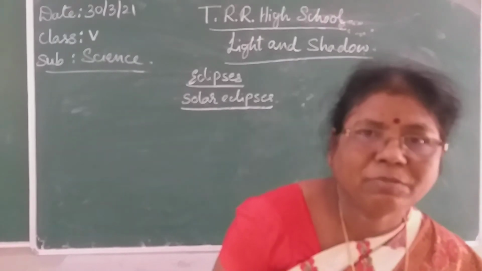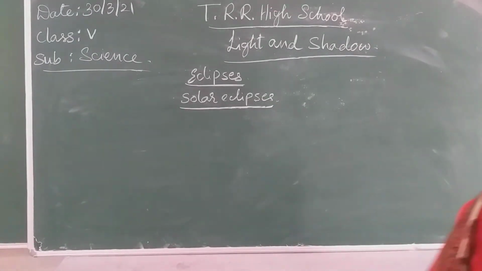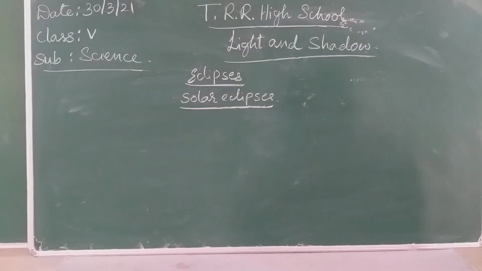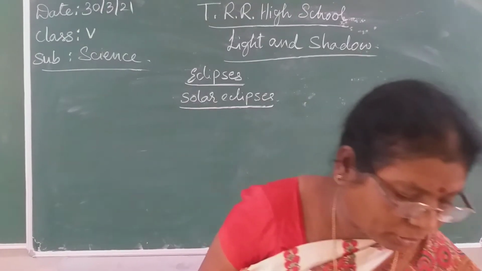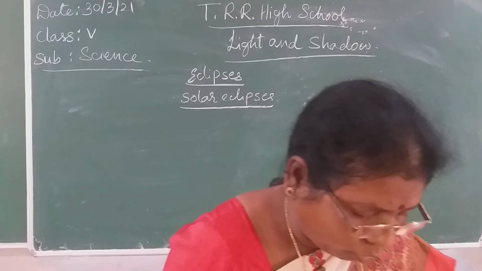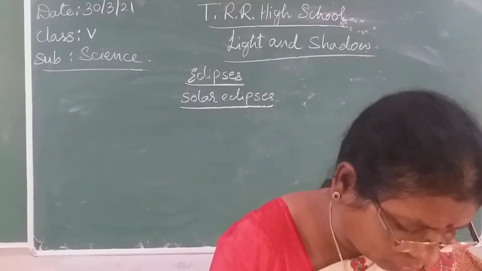So, in which lesson are we? We are in light and shadow. Already we discussed the eclipses, isn't it? So, the lunar eclipse, we have already discussed.